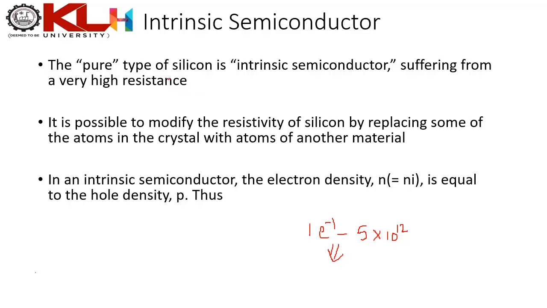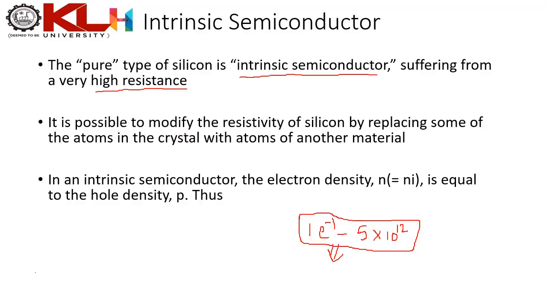So the pure type of silicon is also called an intrinsic semiconductor, and like we have seen from the quantities of number of charge carriers, we can say that it has very high resistance. The number of charge carriers is very low. One electron for every 5 into 10 power 12 atoms per centimeter cube is very low. So how do we increase the number of charge carriers? That is the challenge that as young engineers we are facing now. So how do we set out to solve the problem?